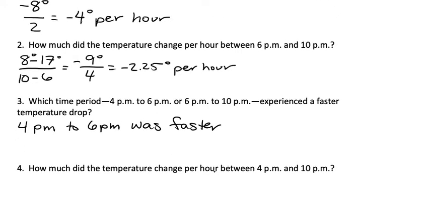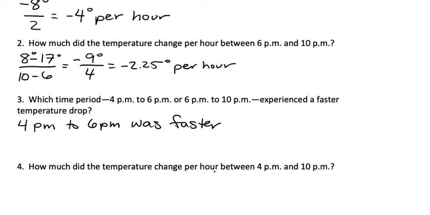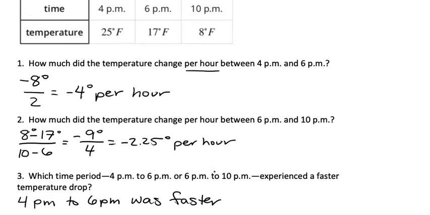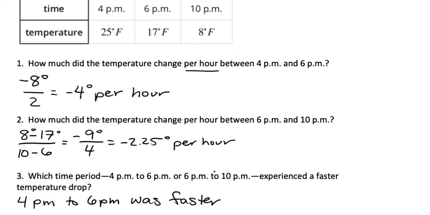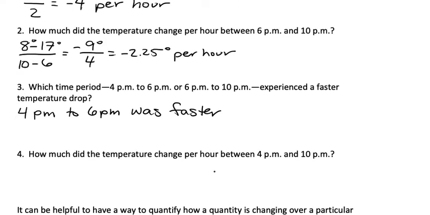How much did the temperature change per hour between 4 p.m. and 10 p.m.? So again, we're going to look at the overall temperature drop and divide by the change in hours. So the temperature went from 25 degrees to 8 degrees. So I'm going to do 8 minus 25, and the time change was from 4 p.m. to 10 p.m. So that gives me a total temperature difference of -17 degrees. And that gives me a total time difference of 6 hours.